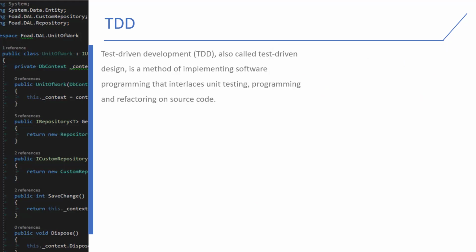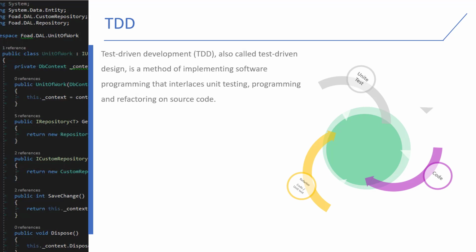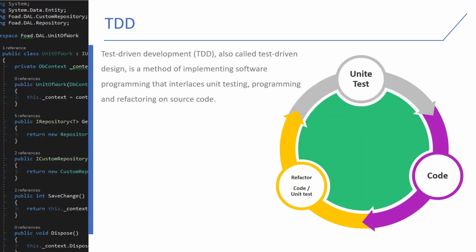But what is TDD? Sometimes we call it test-driven development, sometimes test-driven design. I personally call it test-driven development because it is a way of development. It is a way of implementing software in which you have a cycle of writing a unit test, writing the code, and after that refactoring the code. It starts from writing a unit test. First write a unit test. After that write code. After that check for refactoring.